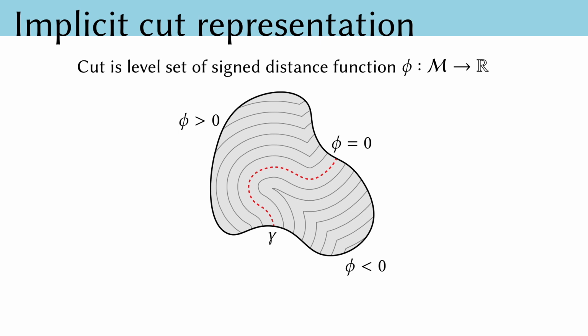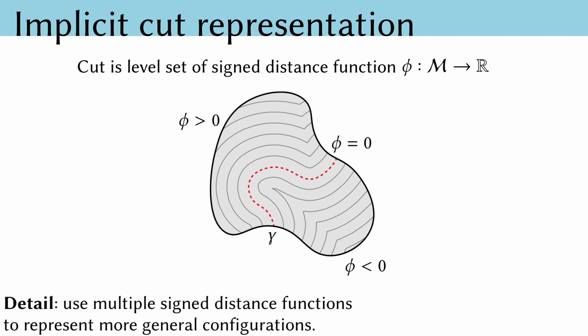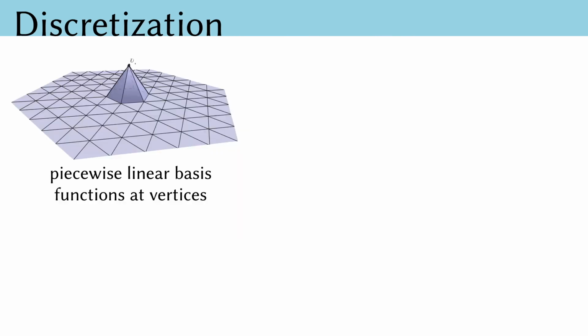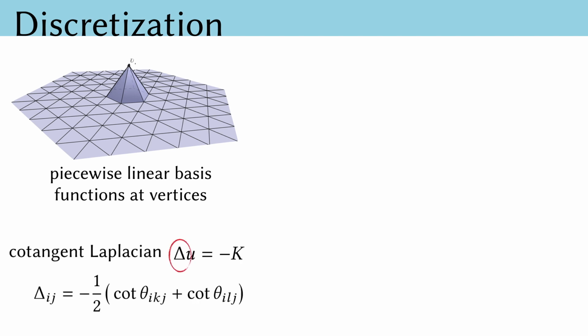A first question to ask is how we represent the cut in the surface. Here, we represent the curve as an implicit level set of a sine distance function. One additional point to note is that in practice, we actually use a collection of such distance functions to represent more general configurations of curves. A few details about our discretization. Working on triangle meshes, we can represent all scalar quantities using piecewise linear hat basis functions at vertices, and build the Laplace operator via the usual cotan Laplacian when solving the Yamabe equation.